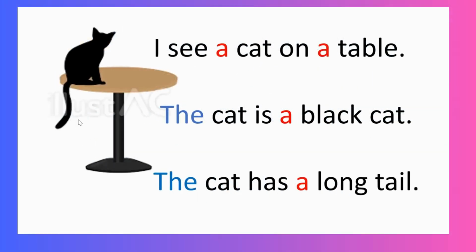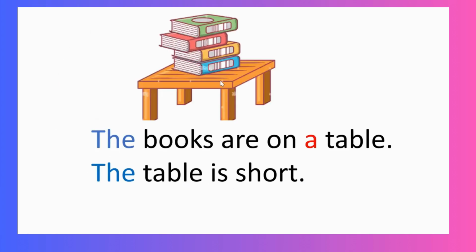So look at this picture. I see a cat on a table. We are talking about this cat, so we say the cat is a black cat. The cat is a black cat. Again, same cat. The cat has a long tail. Long tail. Good.